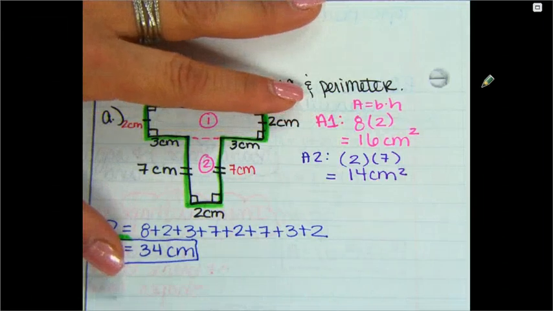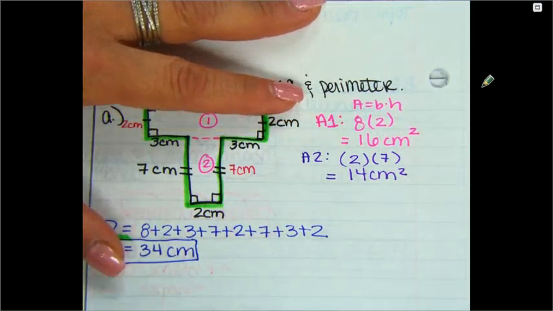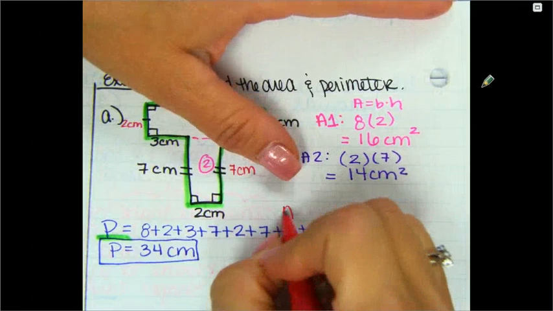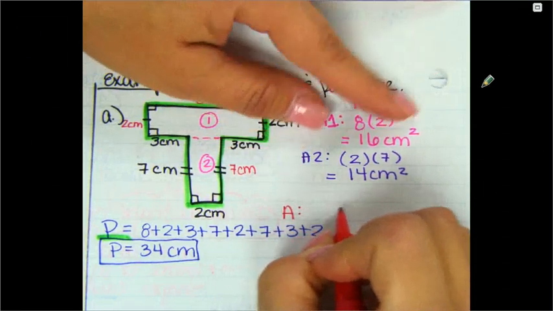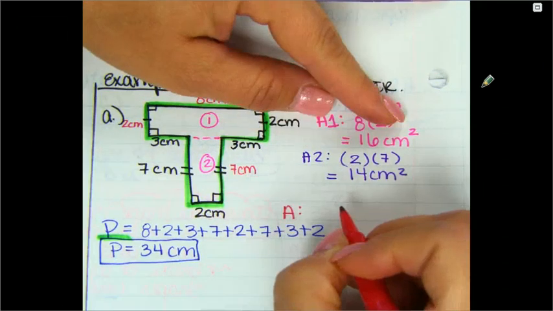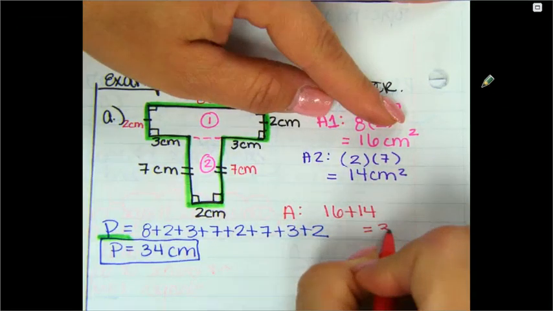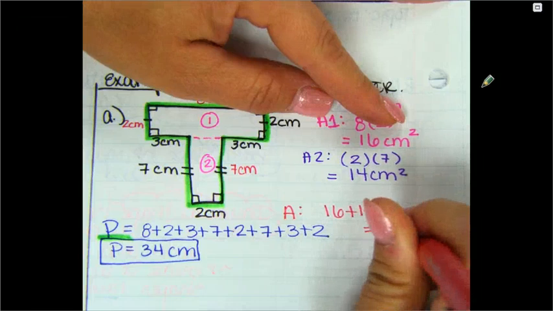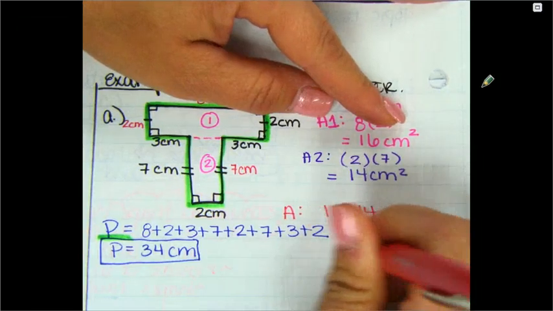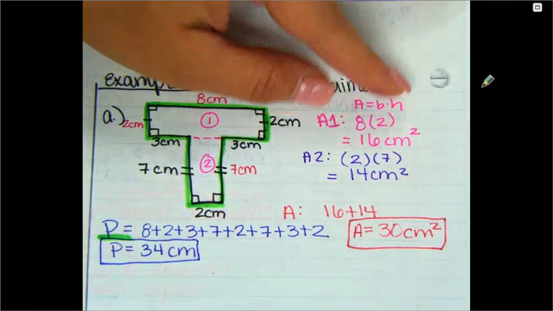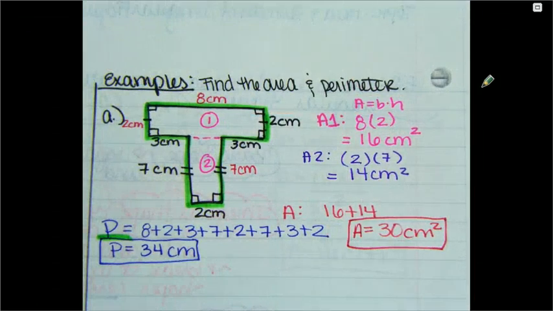All right, in the other side, I said, what do you do with the 2 areas? You add them. So the area of the whole thing is now going to be what added together? 16 plus 14, which is now 30 centimeters squared. Good?